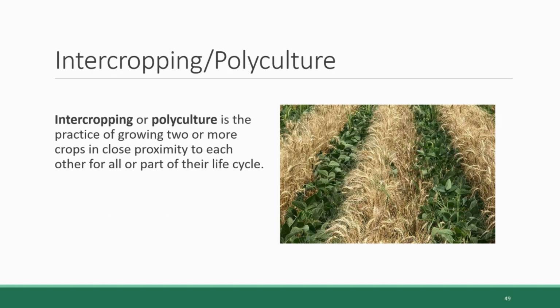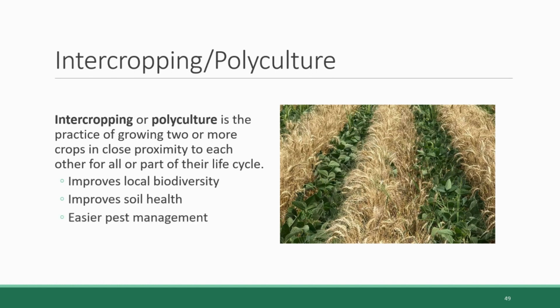Another alternative agriculture approach that can improve pest control, as well as other factors, is called intercropping or polyculture. Intercropping is the practice of growing two or more crops in close proximity to each other for all or part of their life cycle. And it is an alternative to monoculture that improves the biodiversity of the local ecosystem. It improves soil health, and it makes pest management easier because when you only grow one thing in one enormous plot, you have created a seamless smorgasbord for pests that like to eat that plant. So pest outbreaks can be reduced or better controlled when you use intercropping or polyculture.